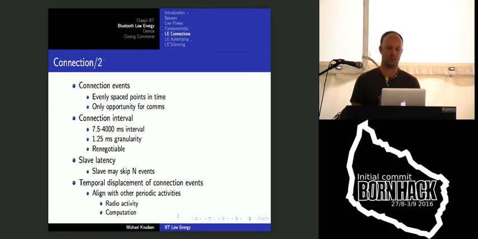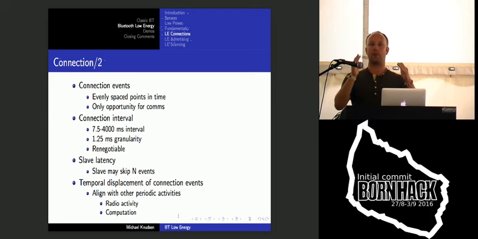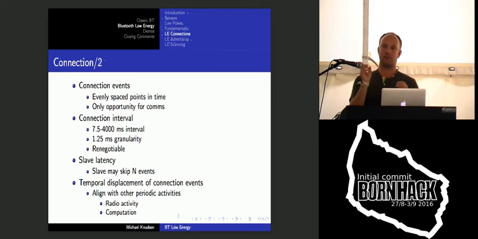It's also possible to specify some sort of temporal displacement of connection events. This allows you to align your connection events with other periodic activities. Suppose you're a device with only 1 radio and you have maybe 2 connections. This allows you to make sure that the connections are not supposed to be serviced at the same point in time, because then you'd have to skip connecting to either device. But it also means you can align your connections such that you turn on your radio and do the communication when you have woken up for something else, like in 5 minutes my thermometer kicks in and gives me an interrupt with some sort of temperature reading.